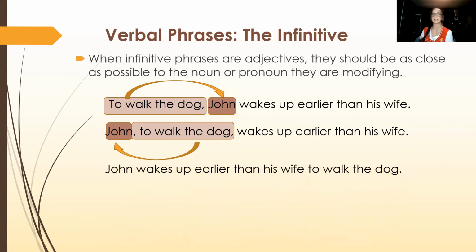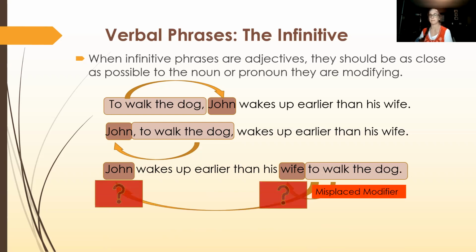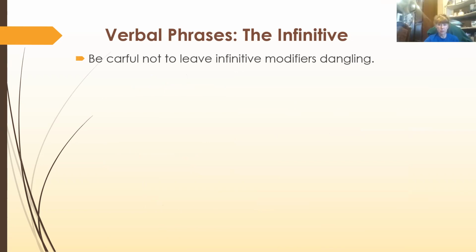Let's look at this one. John wakes up earlier than his wife to walk the dog. That could be a little confusing. The reader has to think a minute. Who's walking the dog? And in a more complex sentence, it can absolutely be confusing. But this is considered a misplaced modifier because to walk the dog is closer to the noun wife than it is to the noun John, and John is the one that walks the dog. So what is our rule? Okay, do you remember the rule? Keep it close to the noun. Keep it as close to the noun as possible.